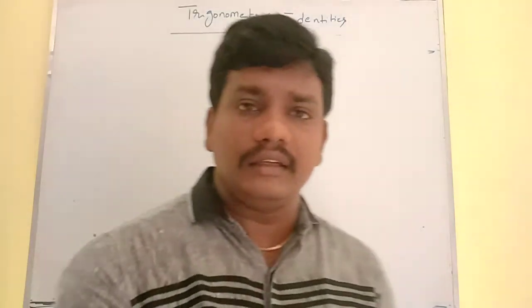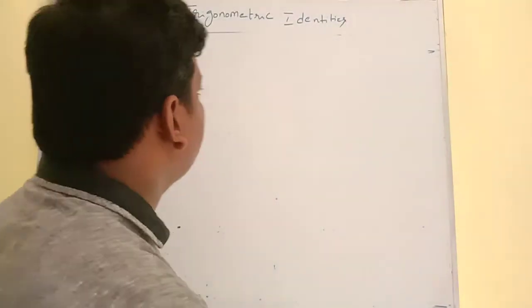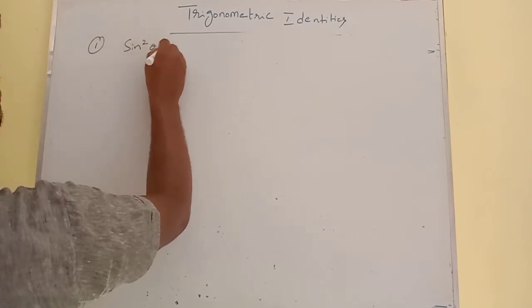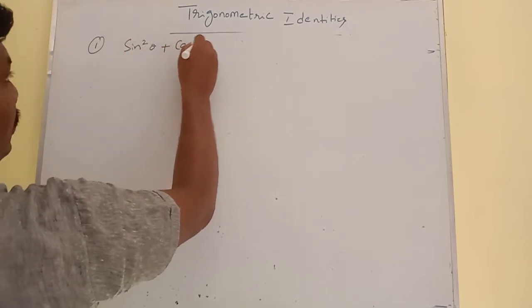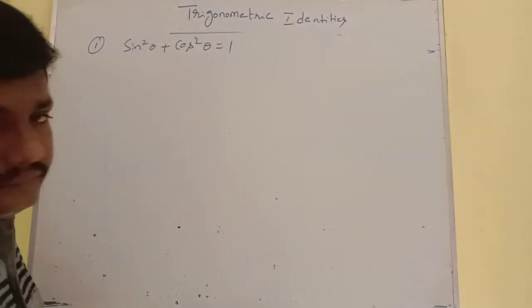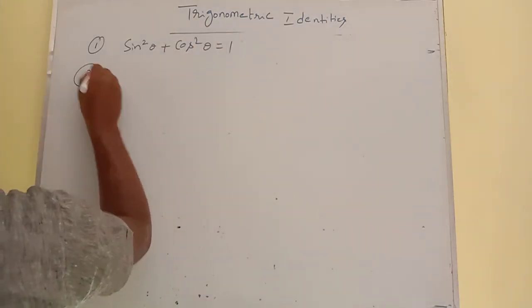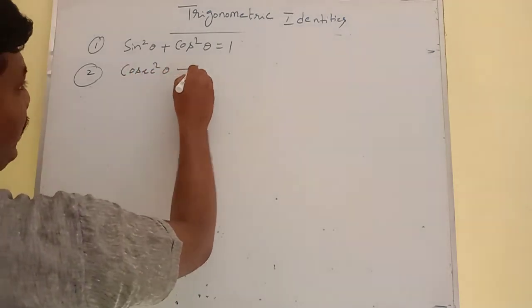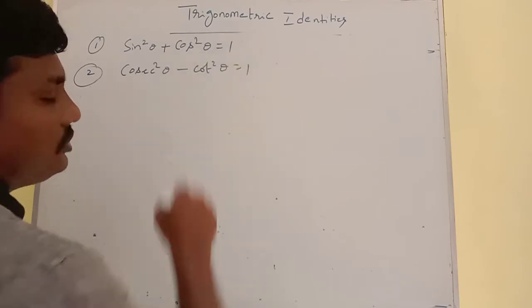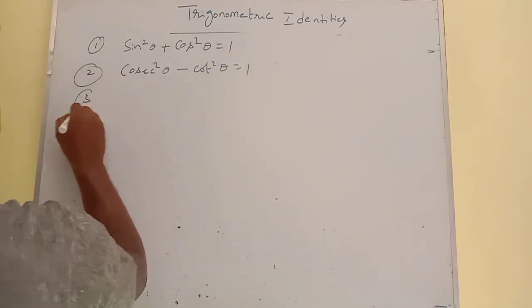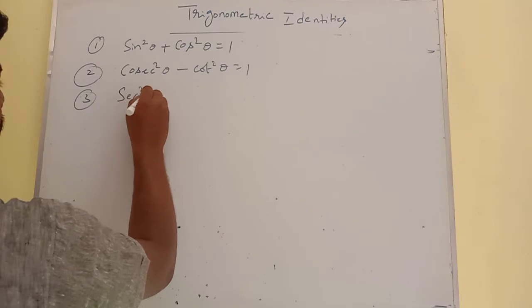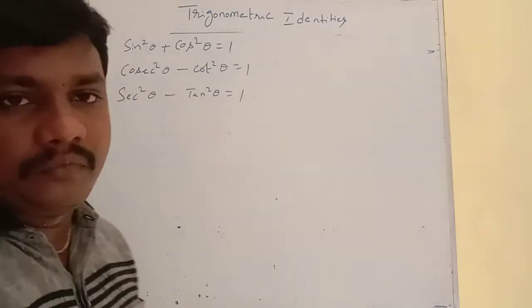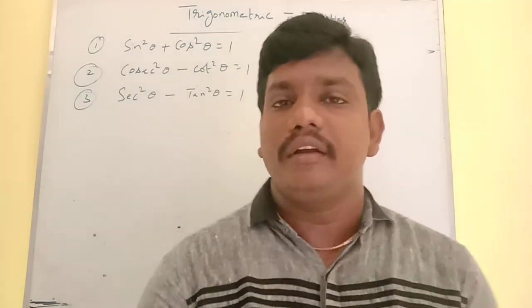There are basically three trigonometric identities. The first trigonometric identity is sine square theta plus cos square theta equals 1. The second is cosec square theta minus cot square theta equals 1. The third is secant square theta minus tan square theta equals 1. So these are the three trigonometric identities.